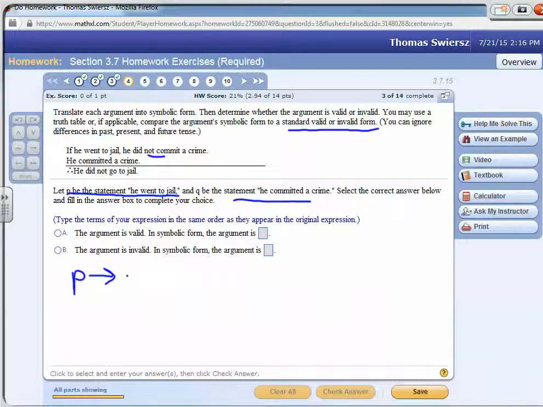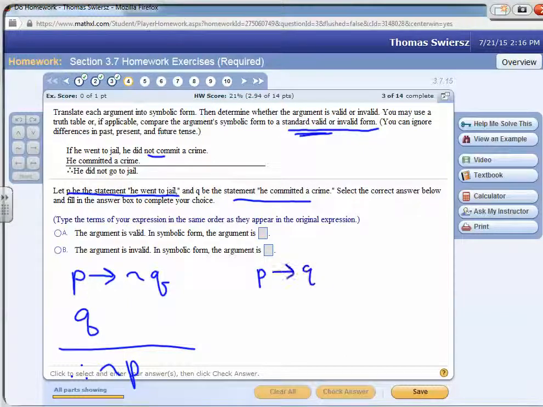So with the word not, it's not Q. Okay, the other premise is he committed a crime, which is Q. Therefore, he did not go to jail, which is not P. Okay, so now one of the standard valid forms is the contrapositive. If P then Q, and you've got the negation of the then part, then you can conclude the negation of the antecedent, or the if part.